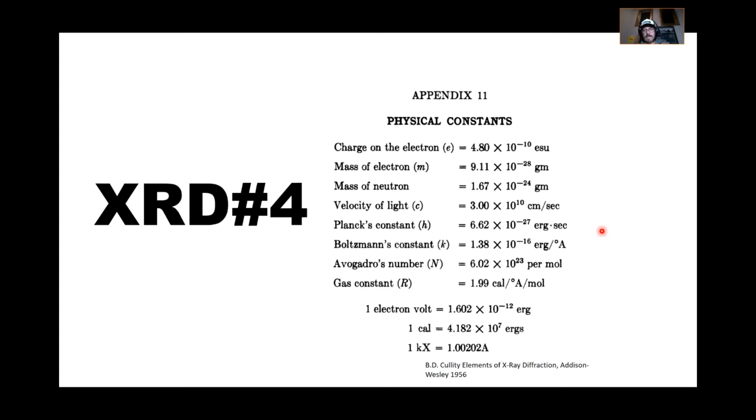So 1 kX, and this comes back to us later on in this lecture, 1 kX is 1.00202. I'm assuming this is angstroms. And so, kind of interesting units that we no longer use today, but it's still pretty cool to look at.